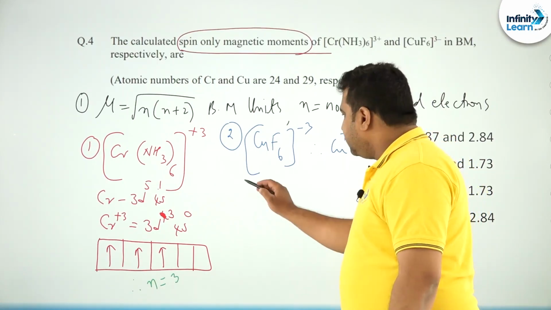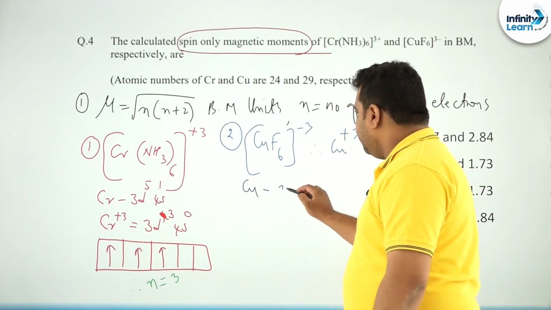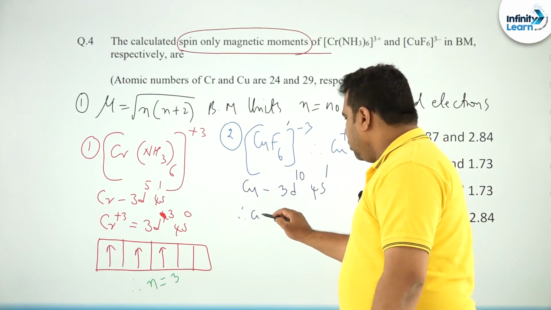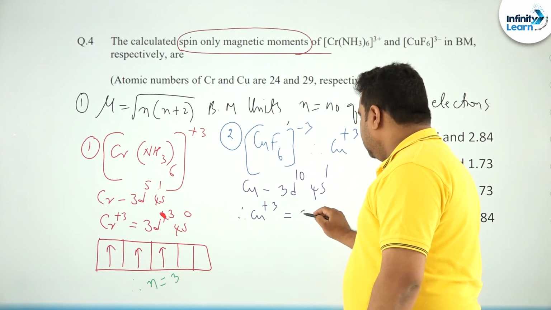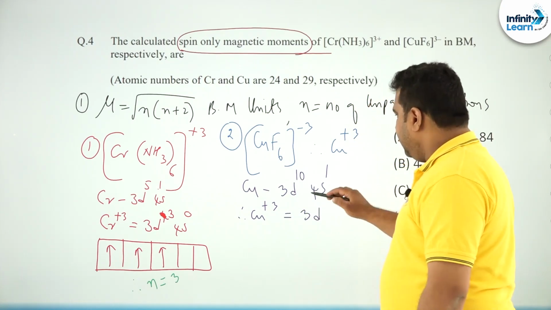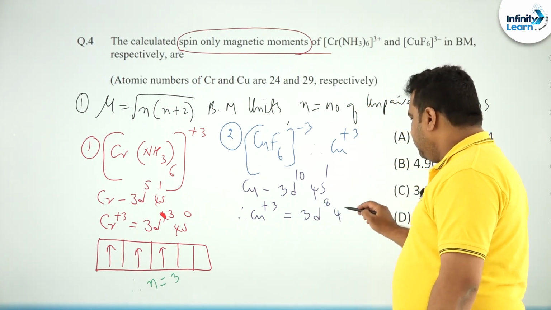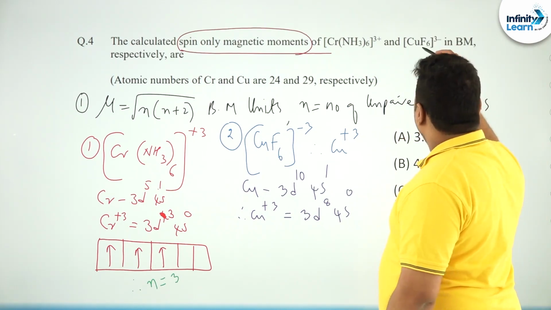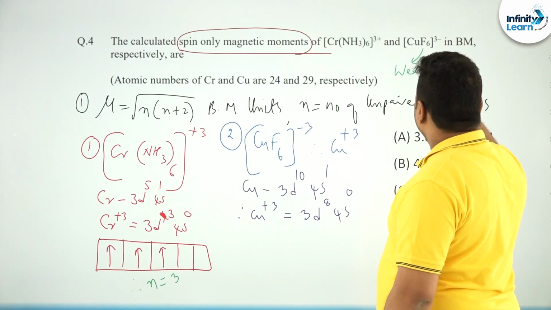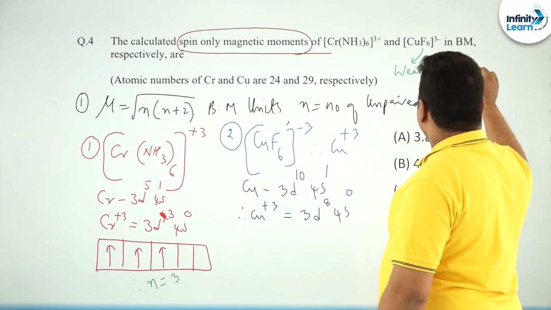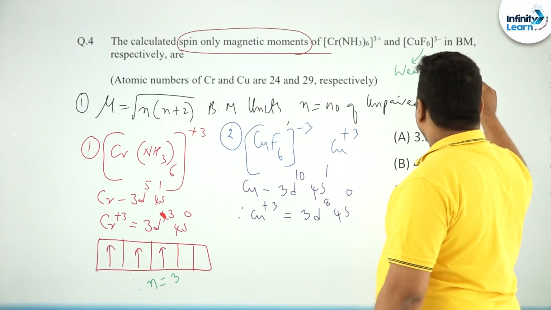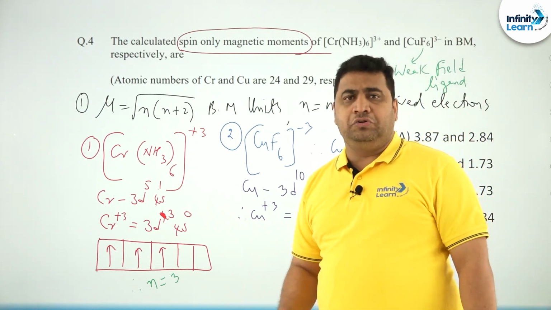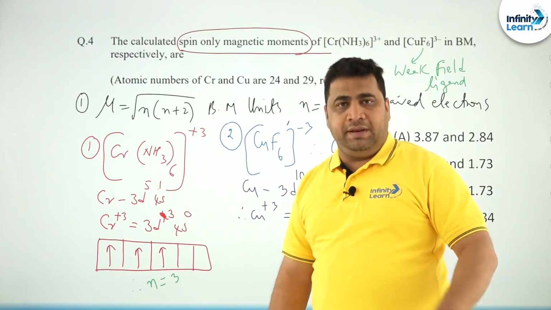So the electronic configuration of copper we write as 3d10 4s1. Therefore, what will copper +3 be? One electron goes from 3d, giving 3d8 4s0. Now everybody should know that fluorine is a weak field ligand, correct? Weak field ligand. So if fluorine is a weak field ligand, then pairing of electrons will take place according to Hund's rule. If it is strong field, pairing will occur.